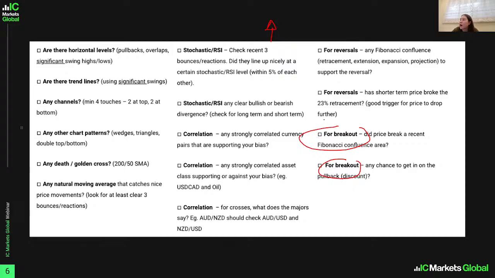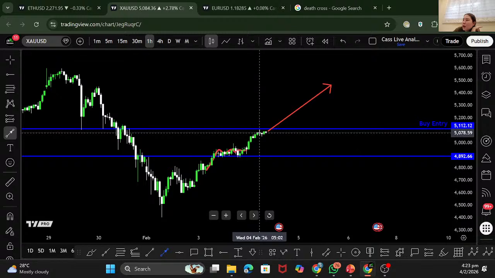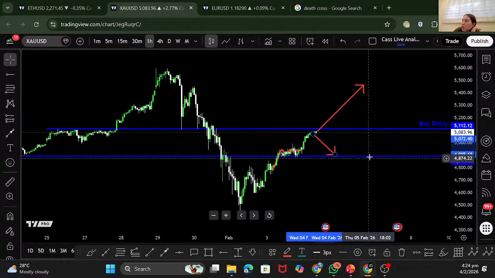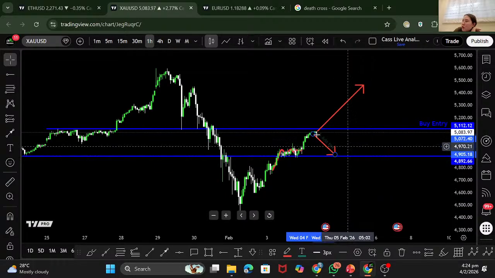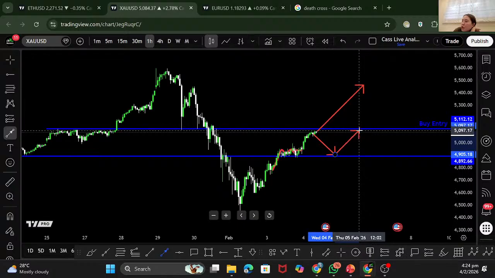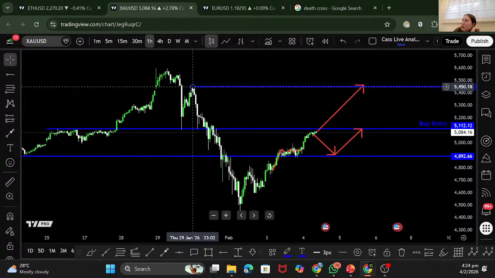Okay, so I've got an idea. The first one will be a reversal and the second one will be a breakout. So the reversal, if it happens, as much as I'd like it to pull back more, I think it's only going to pull back up to here, which is the 4,900 area. And then from here, we'll see a reaction. So this will be the take profit. If it does a breakout, it means you can aim for the next high already.